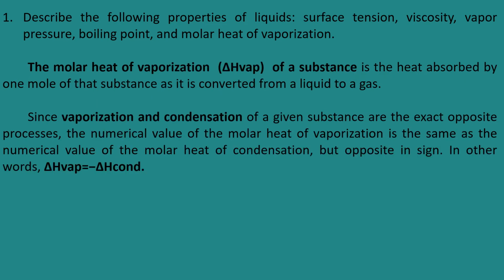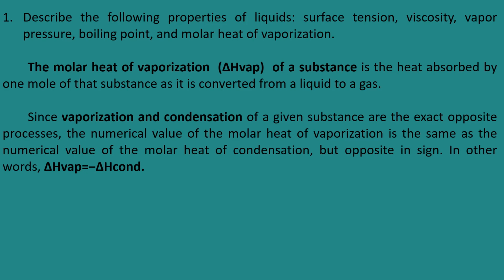So let's now go to the last property. It is called the molar heat of vaporization, or the change in H VAP, which usually refers to the amount of energy absorbed by 1 mole of that substance as it is converted from a liquid to a gas. Since vaporization and condensation of a given substance are exact opposites, the numerical value of the molar heat of vaporization is just the same, but in opposite sign.